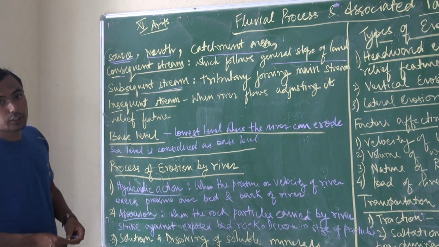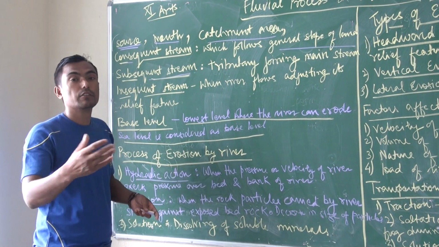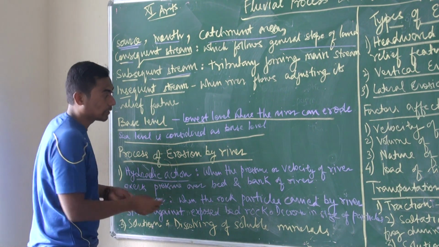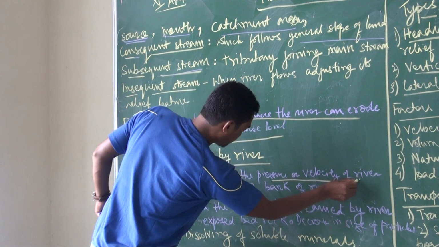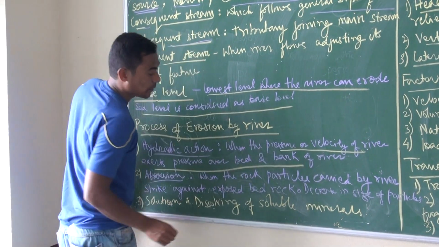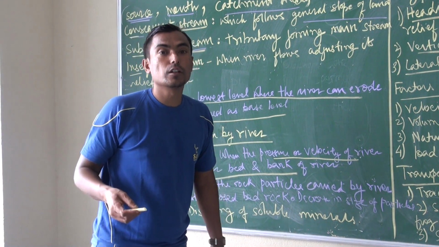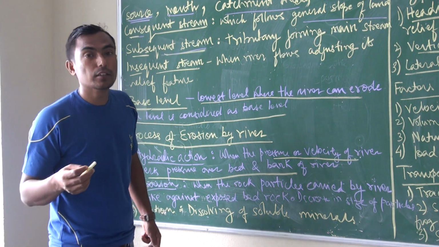Now, hydraulic action means whenever a river flows, the river has its own velocity, and this velocity and pressure of the river, whenever it exerts pressure over the river bed and the banks, results in the erosion of the adjoining banks or the adjoining bed of the river.